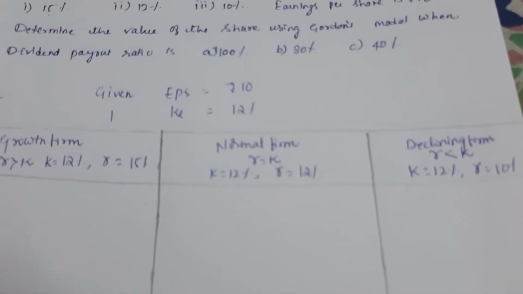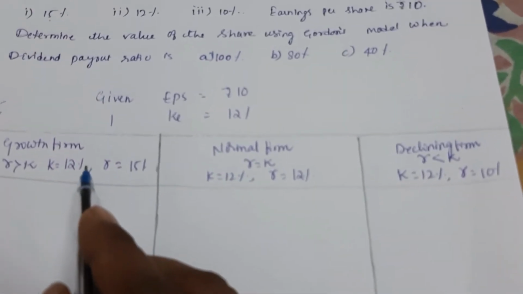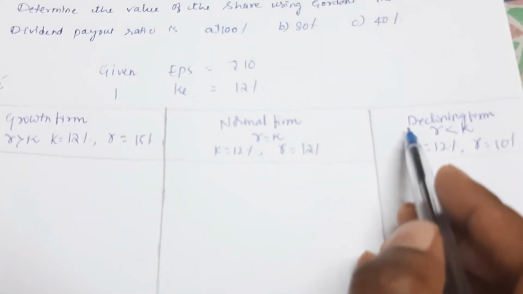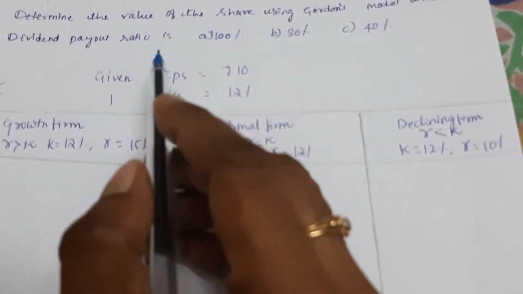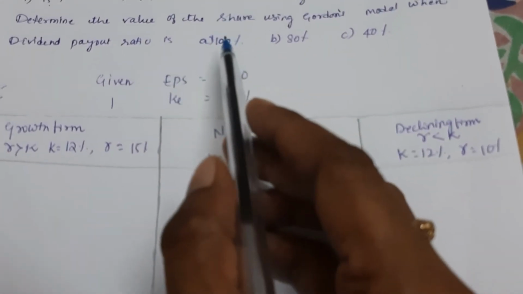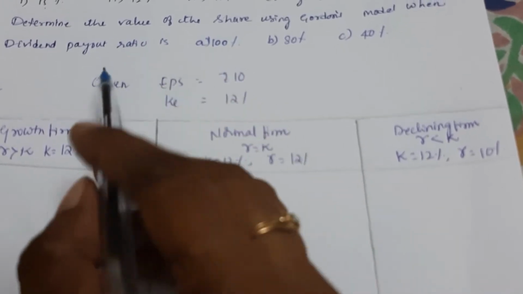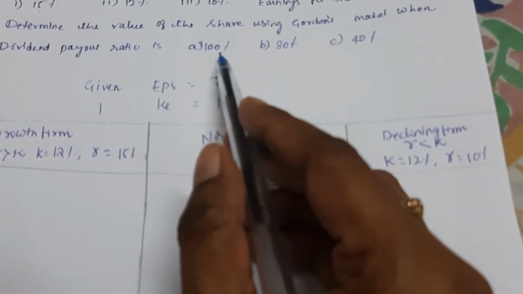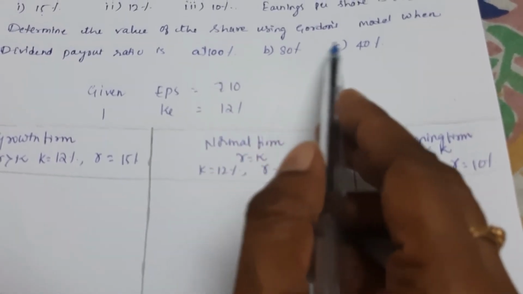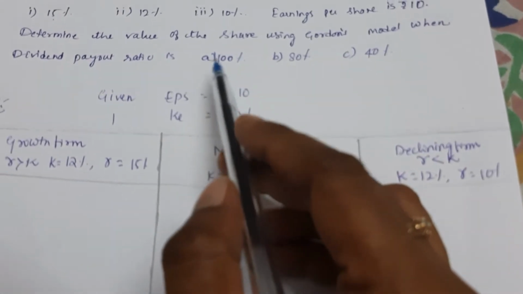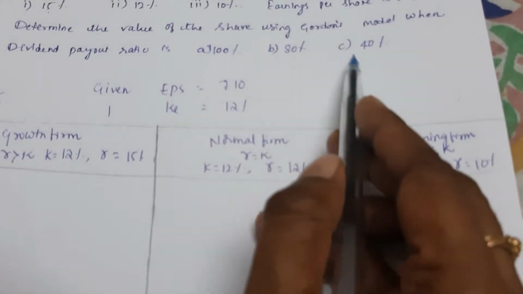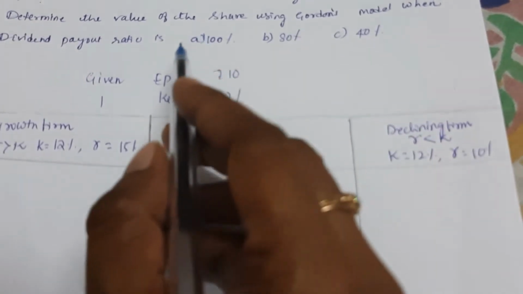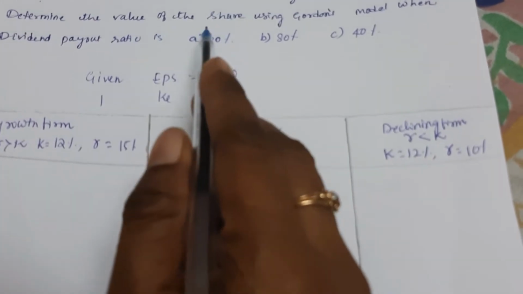In case of these three situations, we need to see the effect of the dividend payout ratio on the market price. Here we have three dividend payout ratios given: 100%, 80% and 40%, and at these three alternative dividend payout ratios we should calculate the market price per share. So let us take the 100% dividend payout ratio.